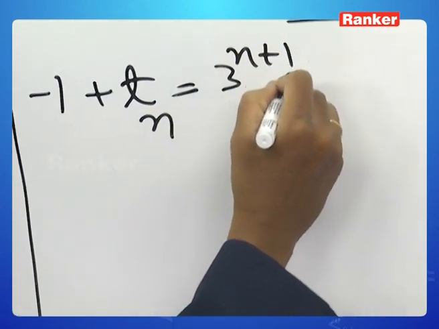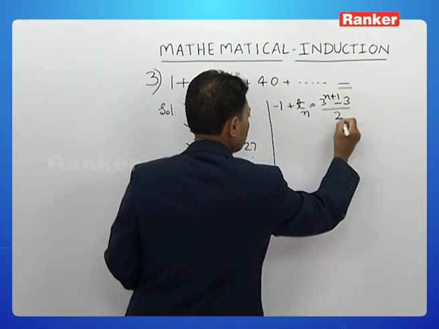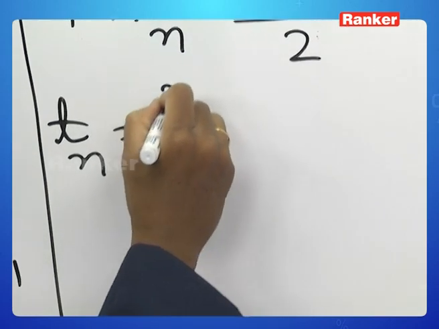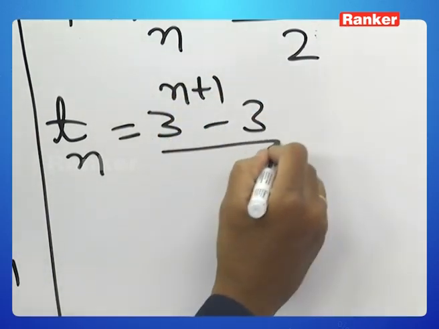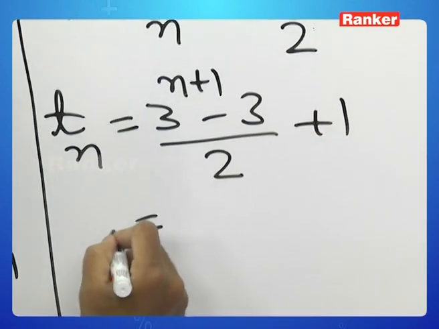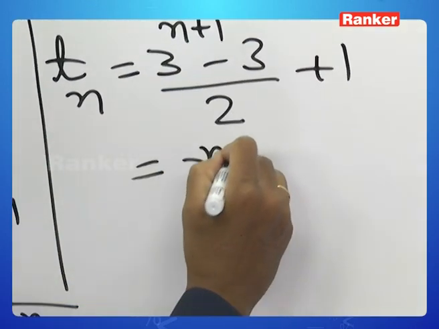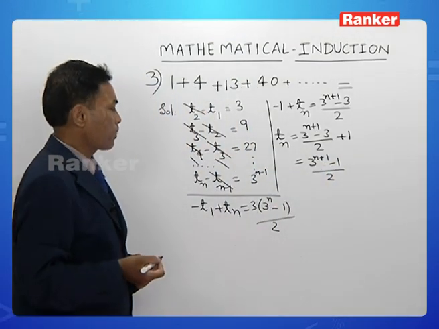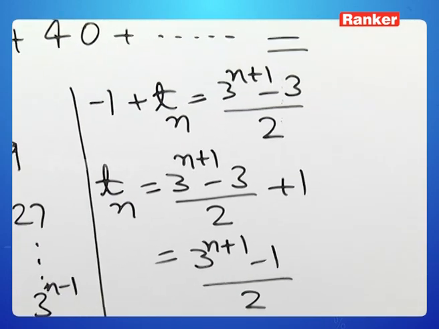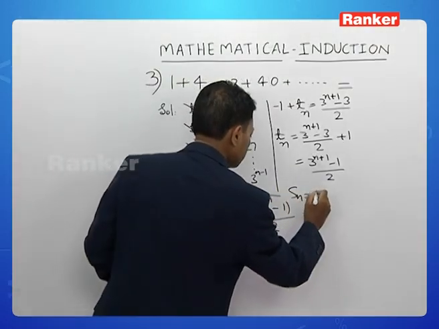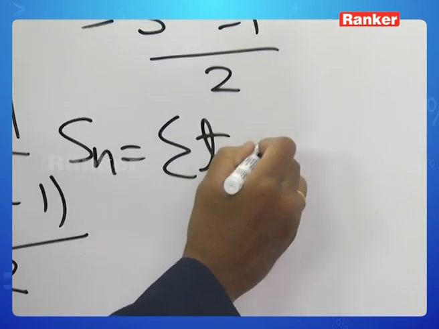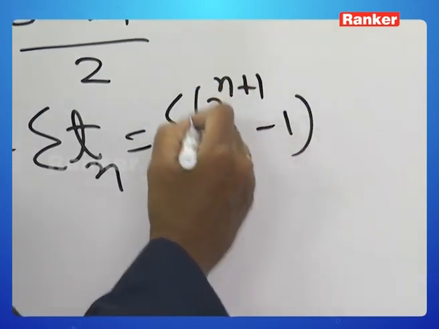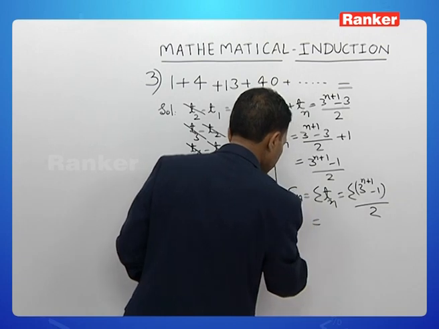Now, minus T1, in its place we use 1, minus 1 plus Tn, is equal to (3 to the power of n plus 1 minus 3) by 2. Take the 1 to that side. So, the nth term is (3 to the power of n plus 1 minus 3) by 2 plus 1. If you take LCM, (3 to the power of n plus 1 minus 1) by 2. This is the nth term, right. Now, Sn is equal to sigma Tn, that is sigma of (3 to the power of n plus 1 minus 1) whole by 2, right.